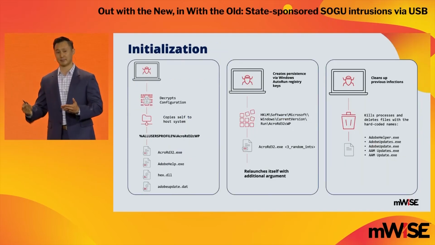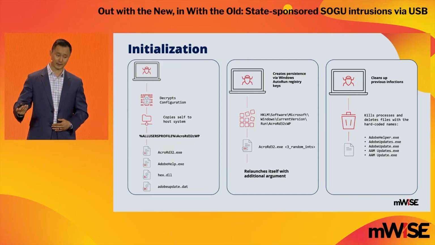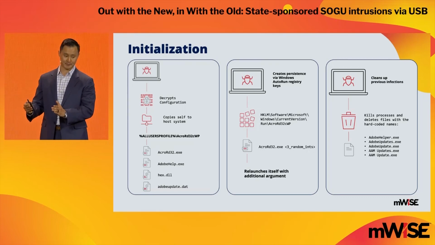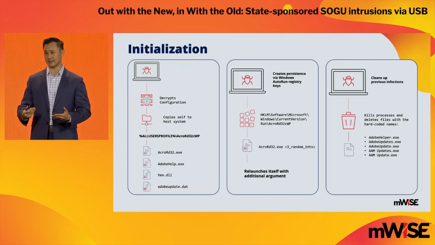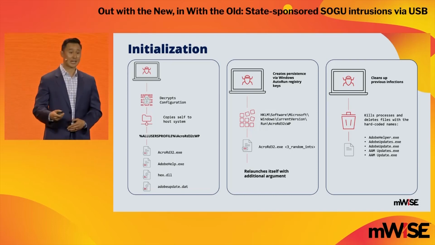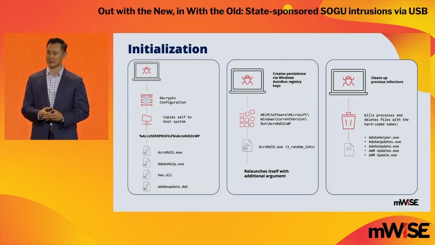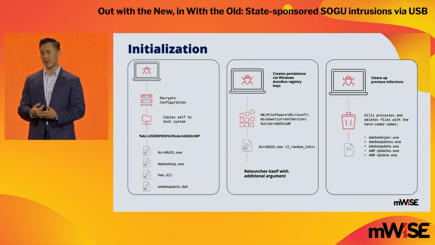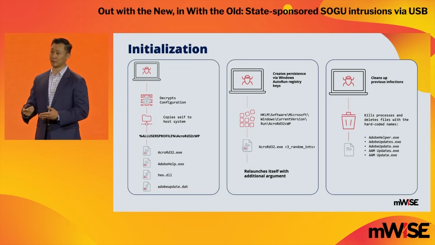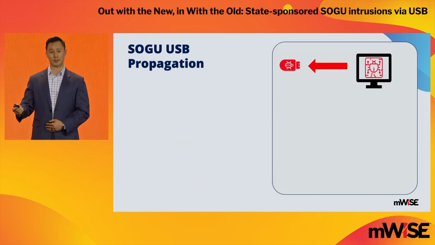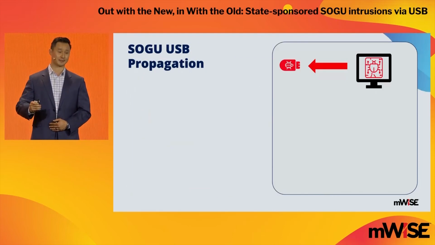So after it executes, it decrypts its configuration, more on that later, and then it copies itself from the USB to the host system, and then it creates persistence through the Windows auto-run registry key, and then it relaunches itself. And when it relaunches itself, it deletes earlier SOGU USB infections, killing specific processes, deleting specific hard-coded file names, and that's also a way for it to delete earlier versions of this malware. After that's done, it begins to propagate to each connected USB drive.